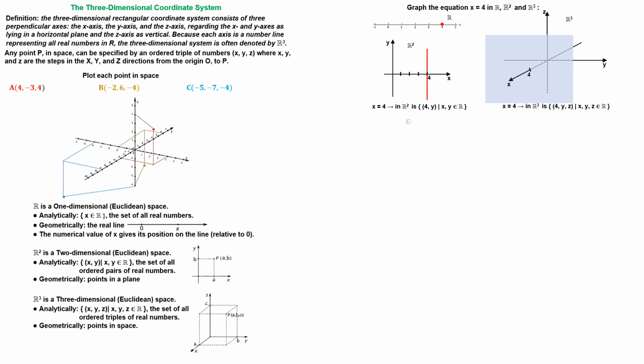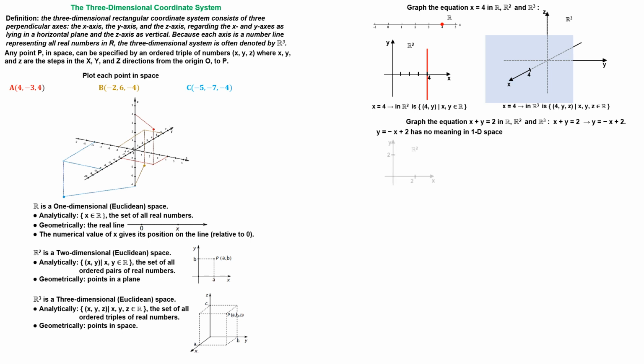Let's make another example. This equation is in the standard form of the equation of a line. We can rewrite it in slope-intercept form. Note, this equation has two variables, so it cannot be in a one-dimensional space, since one-dimensional space has only one variable. So we have to throw out R1 for this example.